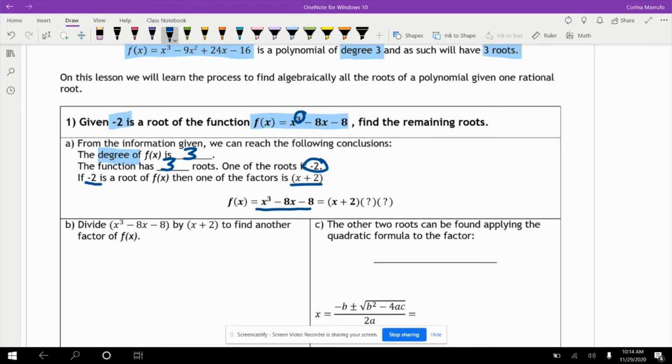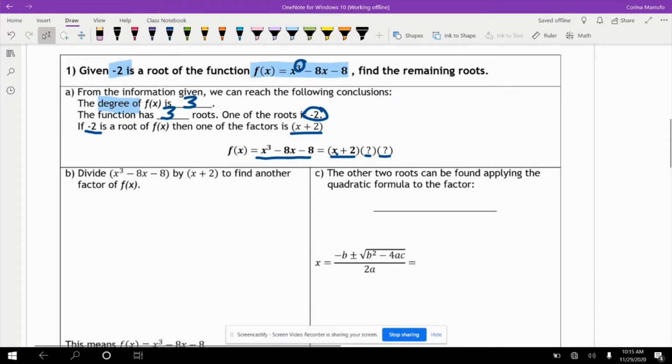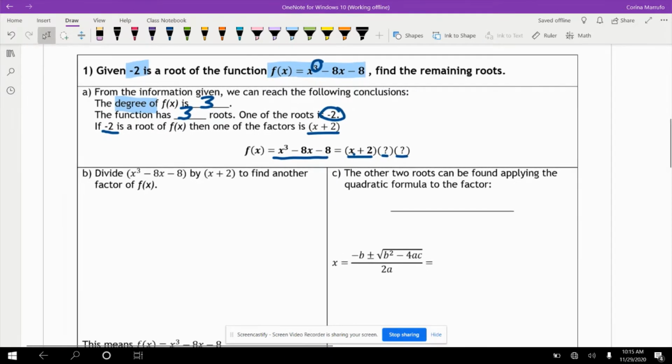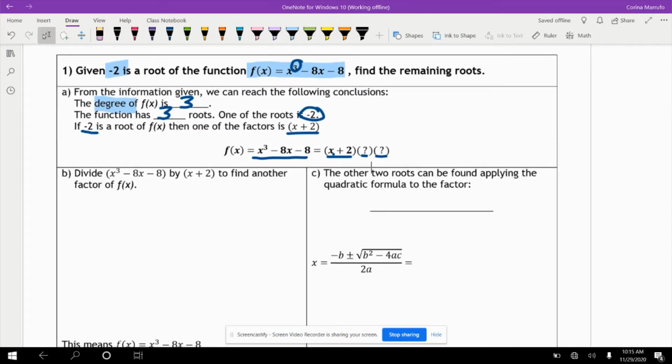Okay, so here's our polynomial, x cubed minus 8x minus 8. We already know one of the factors is x plus 2. Now we've got to find the other 2 factors. That's what we're looking for. Okay, so first what we're going to have to do is divide our polynomial x to the third power minus 8x minus 8 by x plus 2. Okay, because we're going to break down the factors. So to find another factor of f of x.